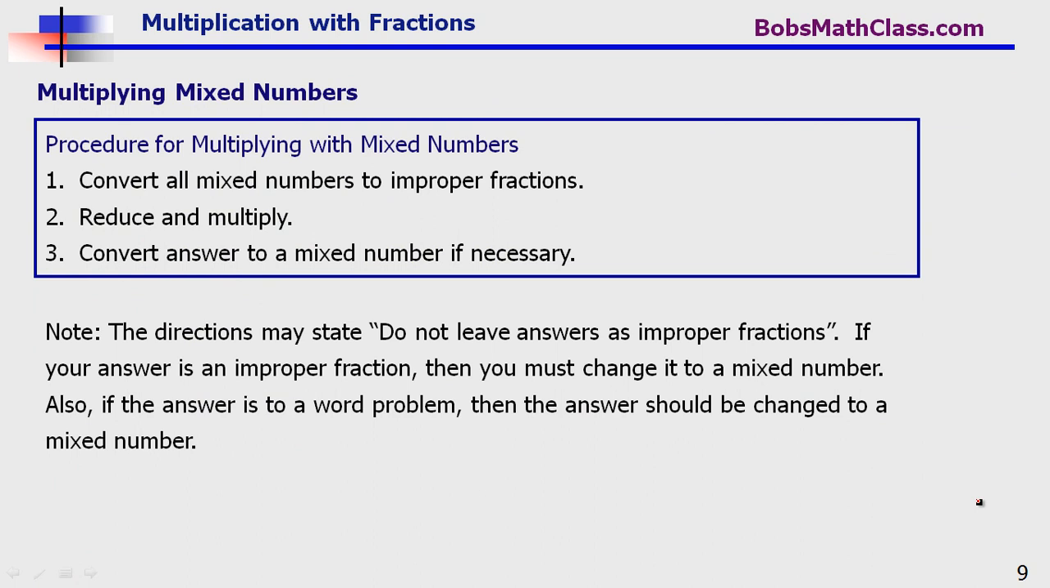Okay, multiplying mixed numbers. Remember, a mixed number is a whole number with a proper fraction, like 3 2/5. Our procedure: first, convert all mixed numbers to improper fractions. Second, reduce and multiply. Third, convert the answer to a mixed number if necessary.